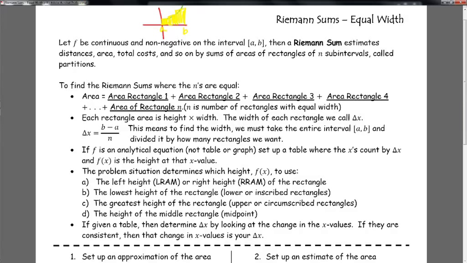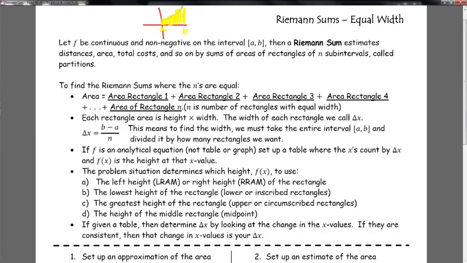And so to find the Riemann sum, if the widths of the rectangles are equal, then essentially it's the area of rectangle number 1 plus area of rectangle number 2 plus area of rectangle number 3 and so forth, all the way to the last rectangle. So n is the number of rectangles with equal widths. And so each rectangle's area is height times width.